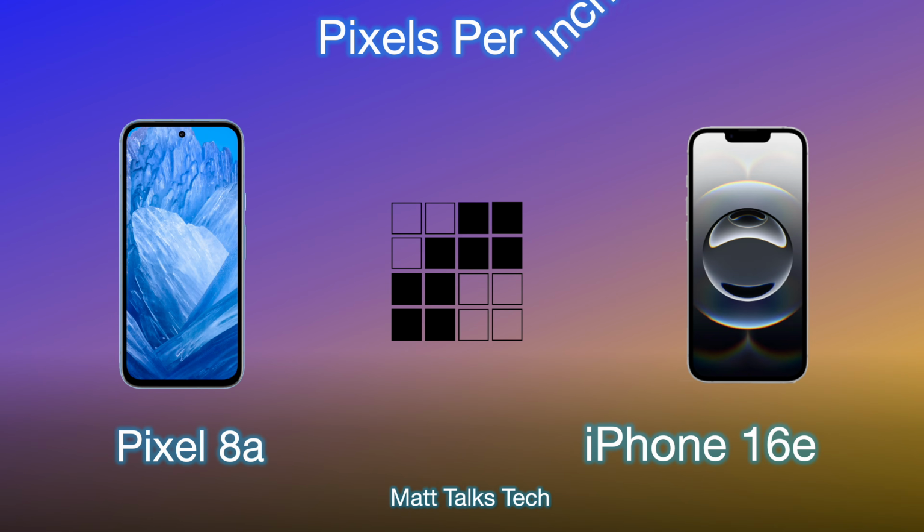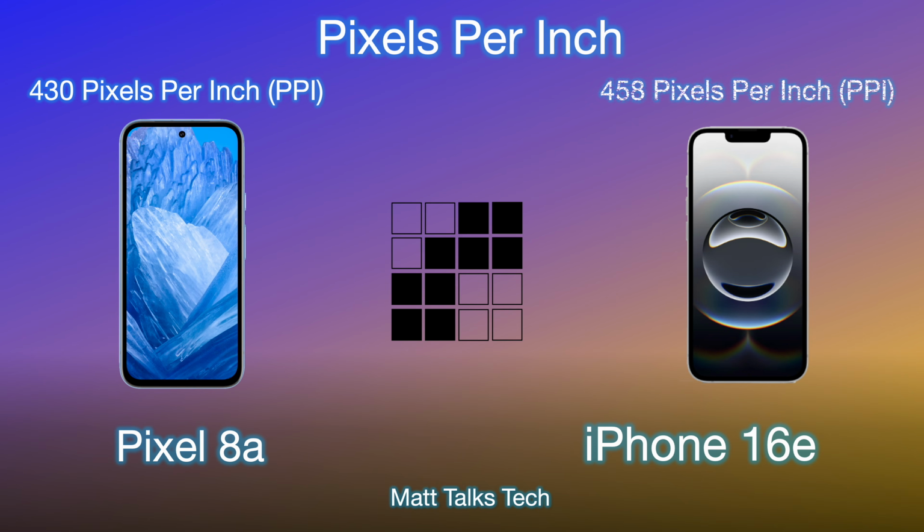And just in case you're wanting to know what that means and the maths of pixels per inch, well, the Google Pixel 8a gives us 430 pixels per inch, or 430 ppi, compared to the iPhone 16e, which is 458. Well, actually, it's about 460 with Apple claiming on their website, but technically, if you did the maths, it's actually 458 pixels per inch. So the iPhone 16e is a little bit of a sharper display when you just look at it straight on with, say, a still picture.